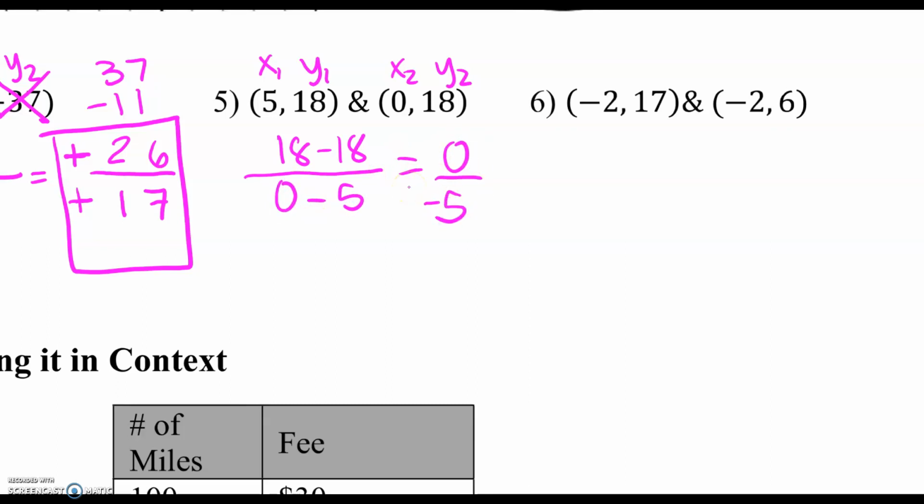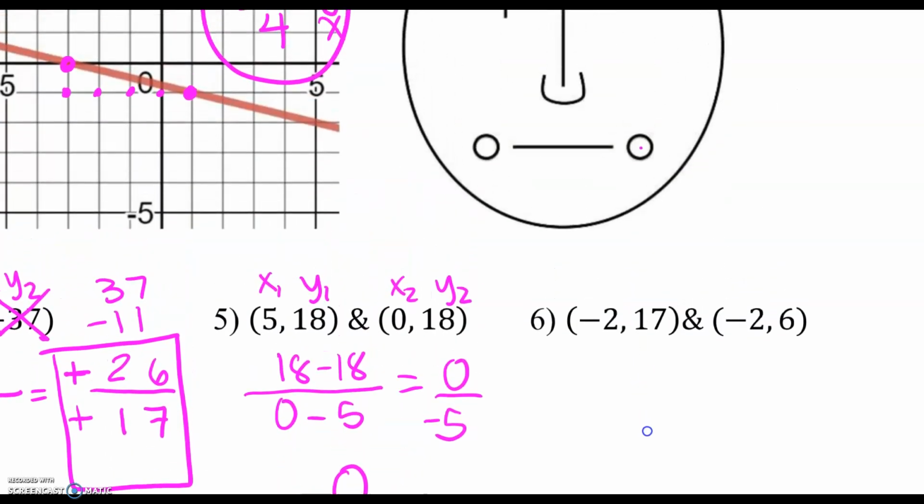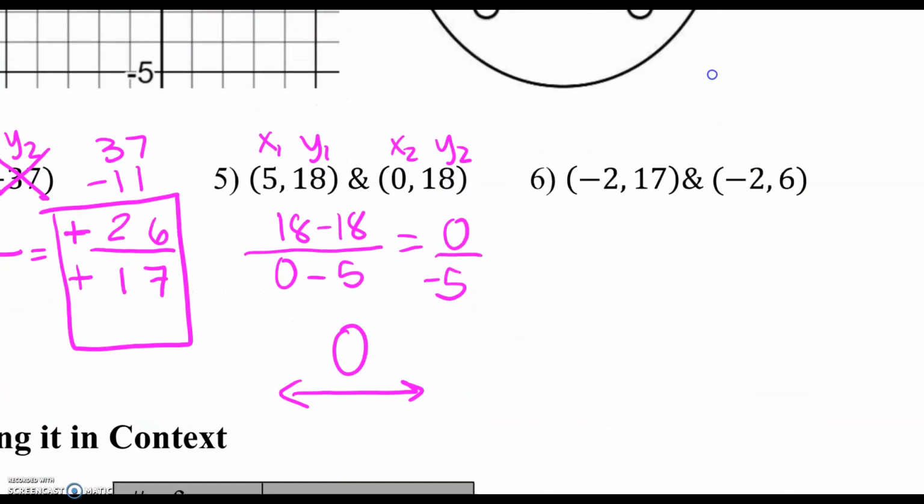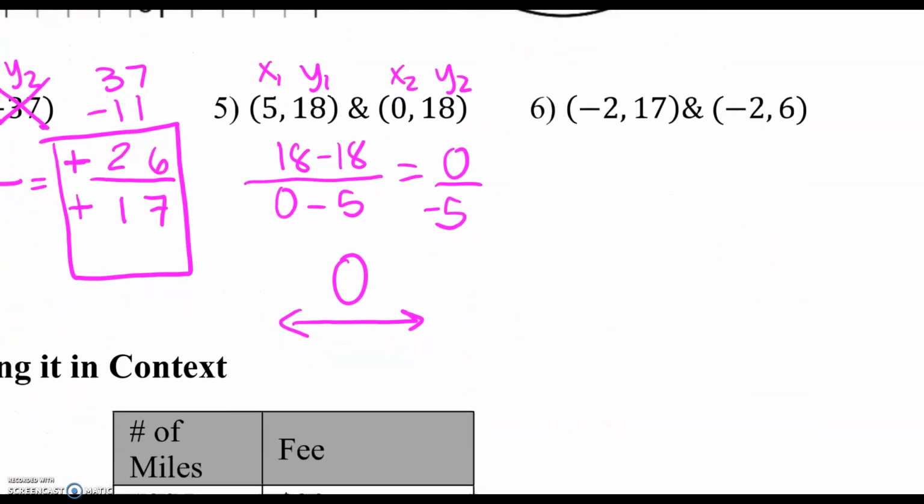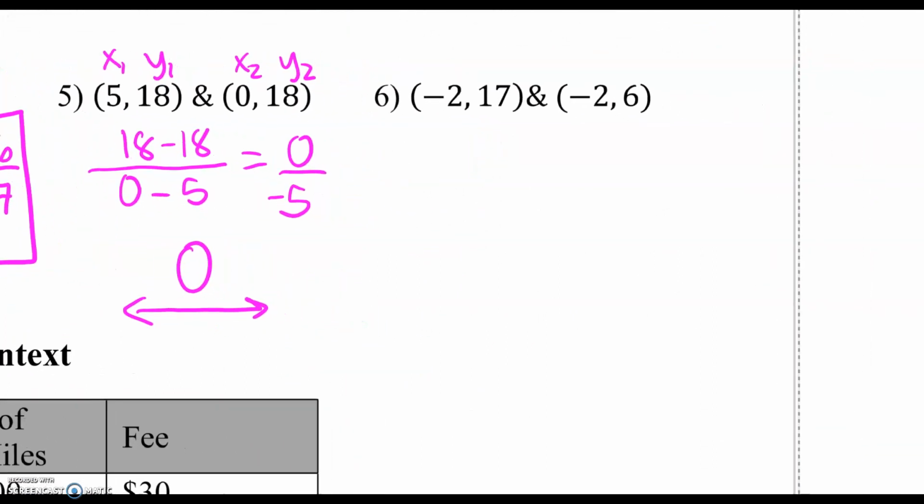All right, I got 0 over negative 5. What's 0 divided by 5? That's just a slope of 0. So it would look like this, according to our happy little man. Or he actually doesn't look that happy. So slope of 0 when 0 is in the top. On number 6, maybe you notice the x values are the same, and on 5 you notice the y values are the same. So I noticed that on 5, the y values were the same, so I got a slope of 0. What happens when I have x values that are the same?